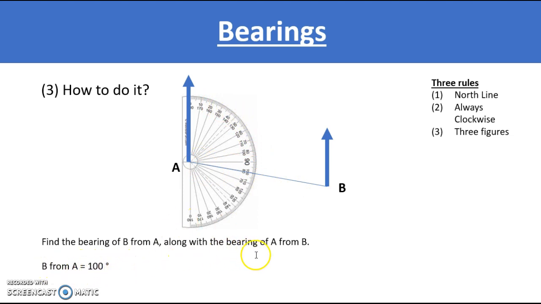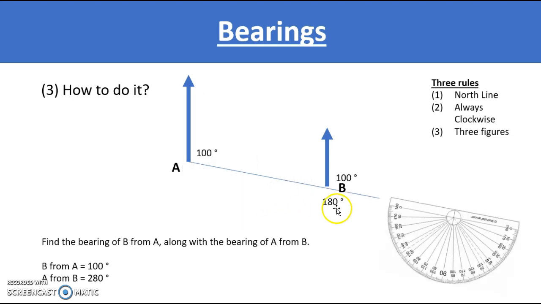Your next one would be A from B, and like you already know, north line, clockwise, and you go from there. Now in this case, you probably don't need to use a protractor, but just in case you do, you already know that this and this are going to be the same angle, and then the bottom one is going to be 180. So if you add them together, you're going to get your answer as 280.